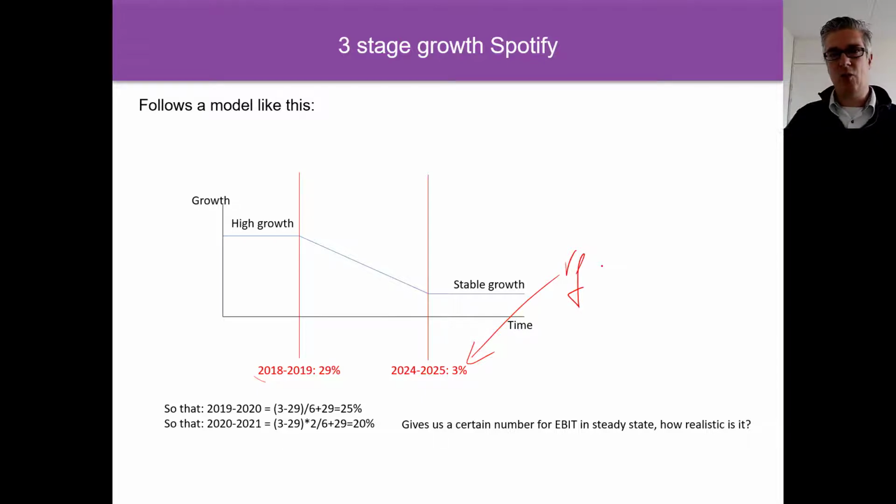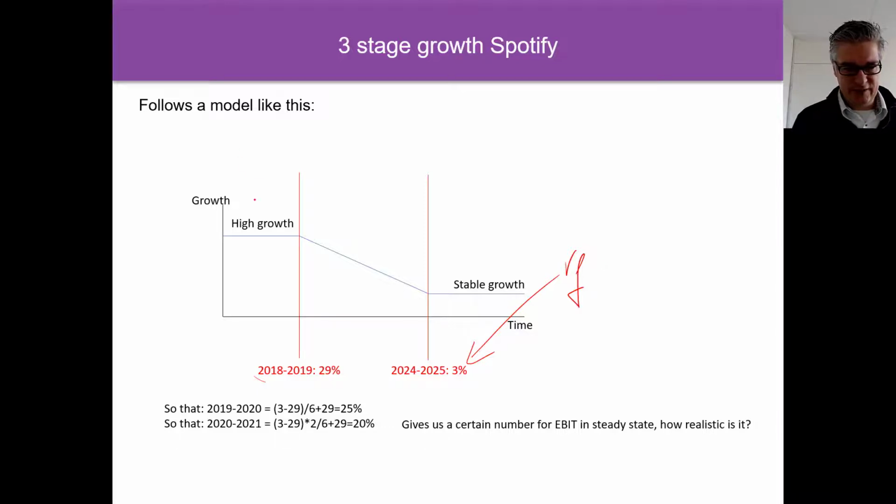We'll talk a little bit more about estimating terminal value and stable growth. We'll go in there. I think that's maybe next week, maybe a week after. So we'll definitely talk more about that. For now, let's assume this stable growth of 3%. So what does that mean?